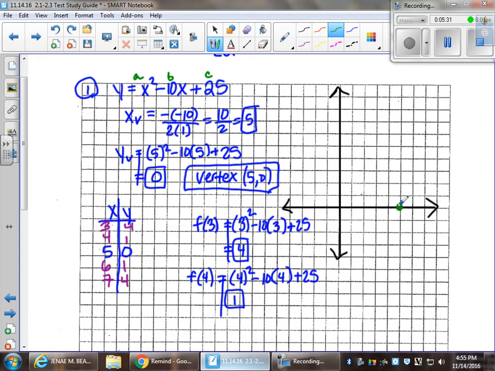So graphing my other points, 4, 1, 1, 2, 3, 4, up 1. 6, 1 would be right here, symmetrical. Notice how they're kind of like a mirror image of each other. 3, 1, 2, 3, up 1, 2, 3, 4. And then 7, 1, 2, 3, 4, 5, 6, 7, up 4.